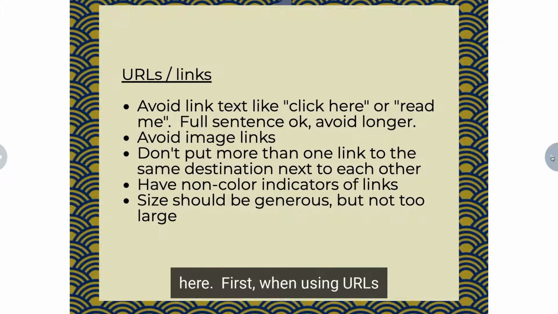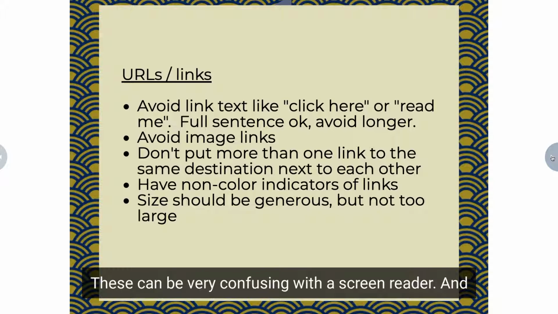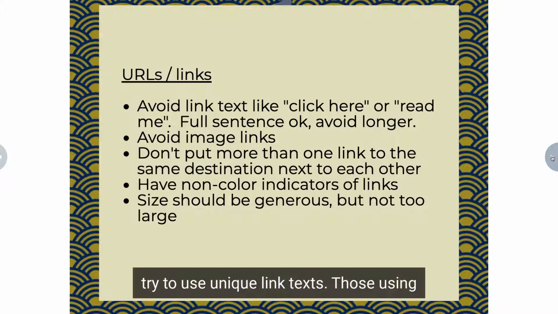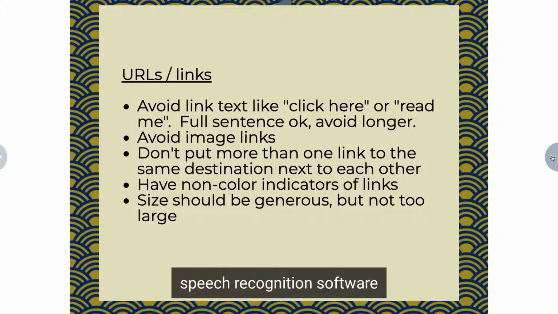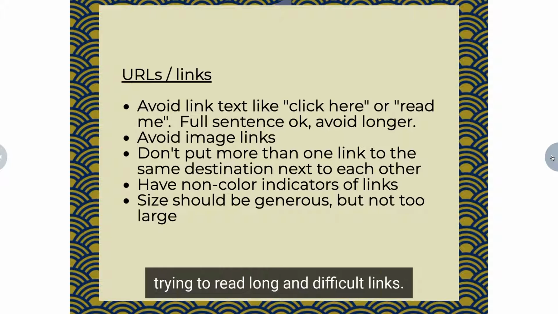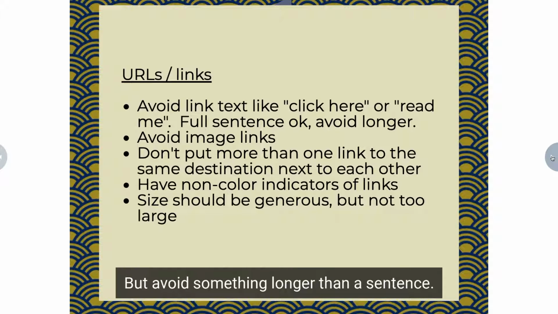First, when using URLs or links, avoid link text like "click here" or "read me." These can be very confusing with a screen reader, and try to use unique link text. Speech recognition software may have a bad experience trying to read long and difficult links. If you can use a sentence, that's fine, but avoid something longer than a sentence.